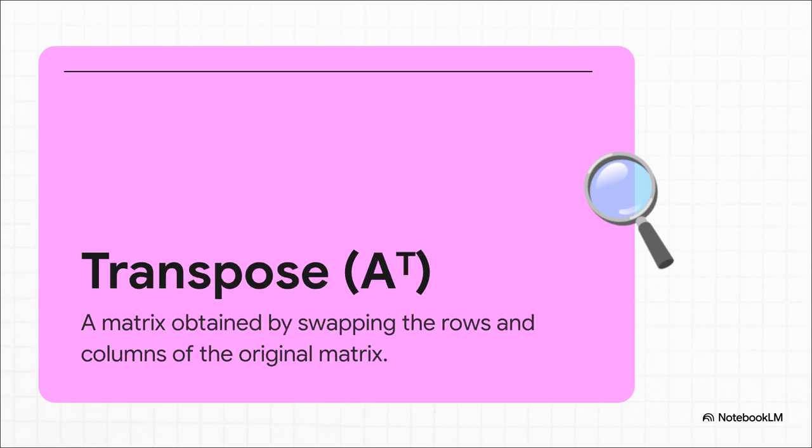And finally, for our basic tour, we have the transpose. Now, this is a simple move, but it's incredibly useful. All you do is take the matrix and flip it along its main diagonal. So the first row becomes the first column, the second row becomes the second column, and so on. It's like you're just looking at the exact same information, but from a whole new angle.